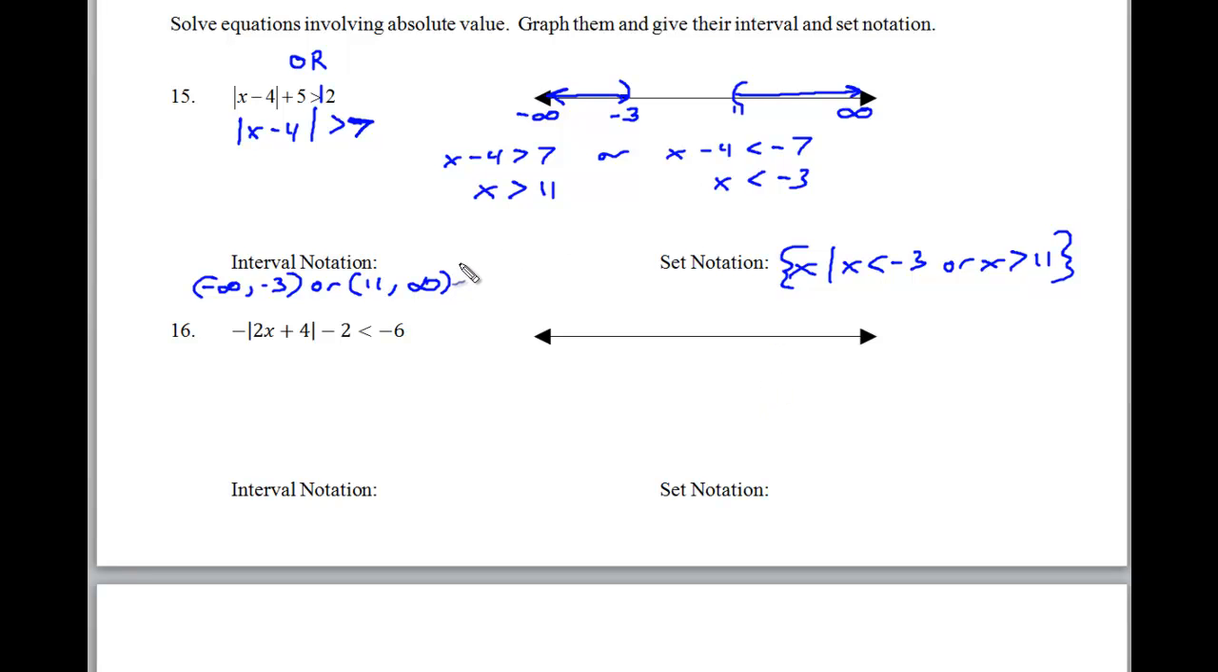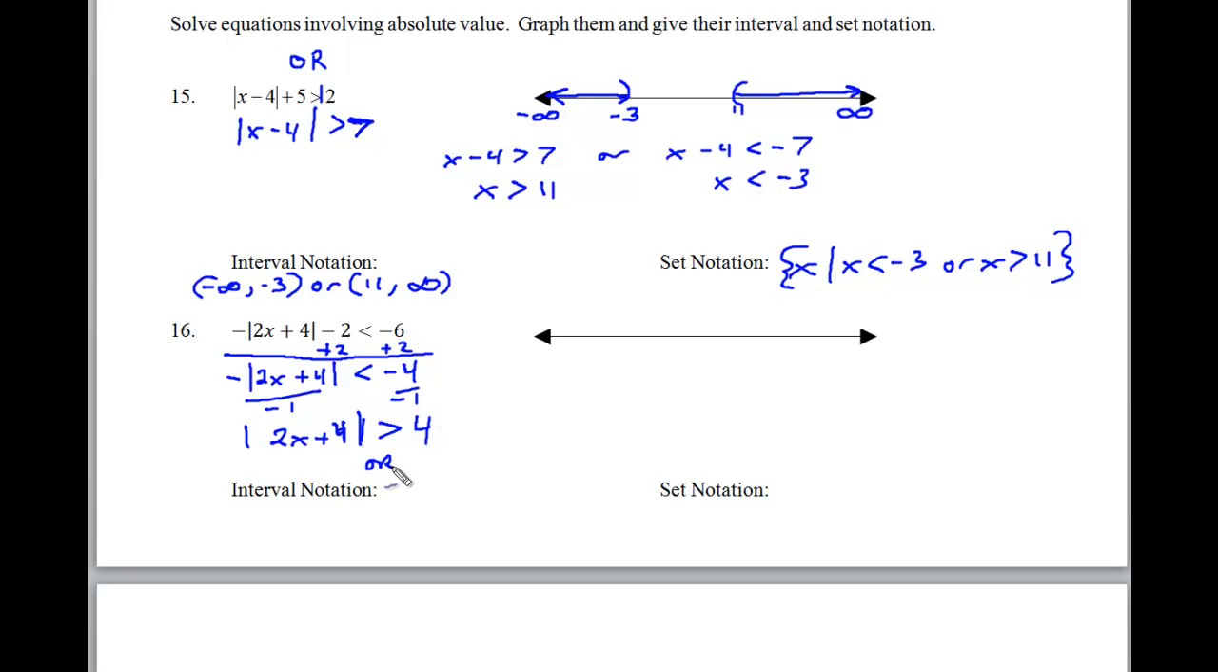Now this problem number 16, boy, it's a workout right here. Let's actually keep this the way it is and now solve for the absolute value problem. So I'm going to add 2 to both sides. So this is the negative of the absolute value of 2x plus 4 is less than -4. Then I'm going to divide both sides by -1. So I get the absolute value of 2x plus 4, and I have to flip the symbol because I divided by -1. It's going to be greater than +4.